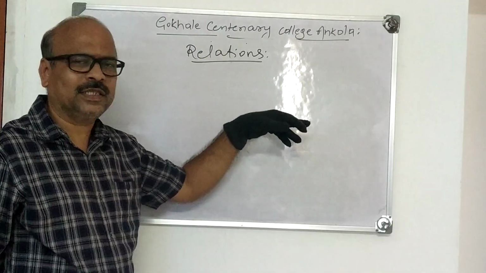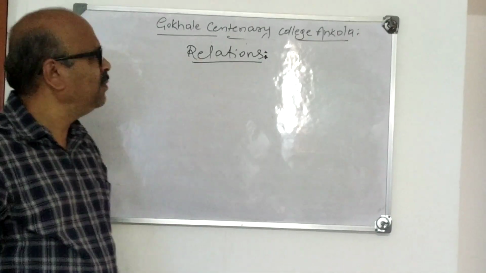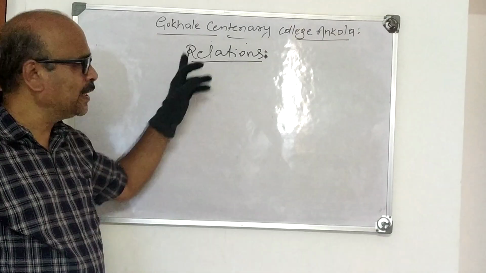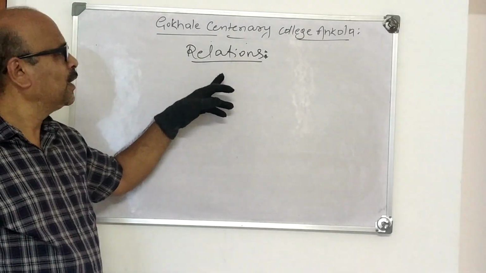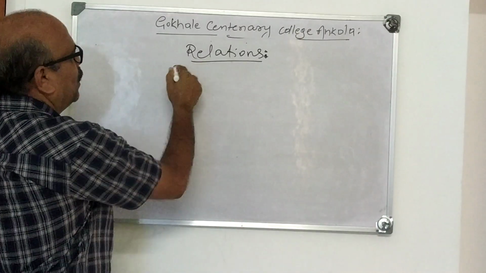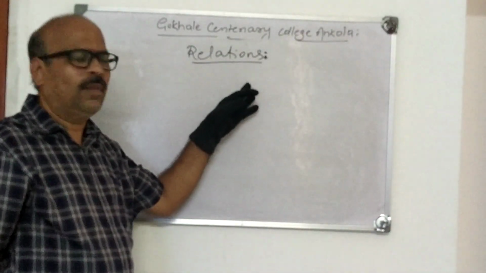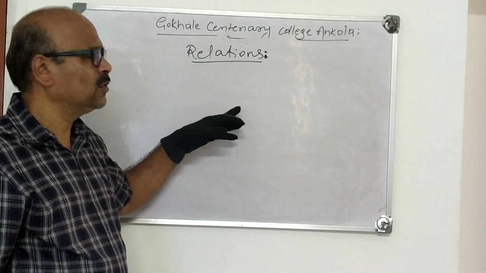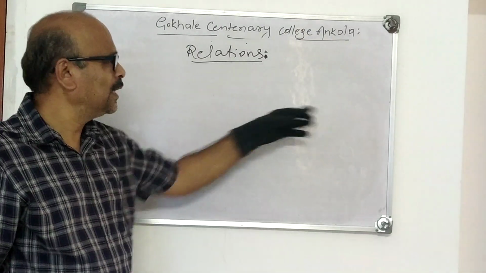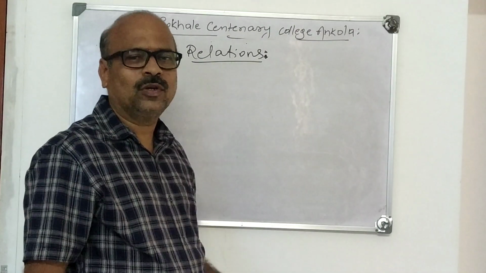Now next is relations. You are familiar with this topic, because you have studied it in first year PUC as well as second PUC. You have studied what a relation is. Can anybody define what a relation is? In day-to-day life, among human beings, we have different types of relations: is a brother of, is a sister of, is a mother of. These are different types of relations. In mathematics also we have different types of relations.